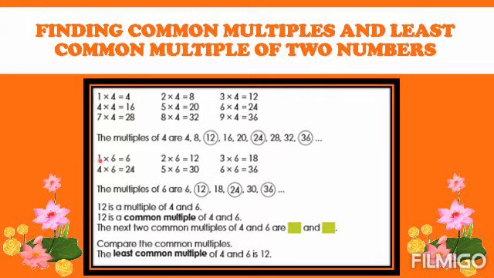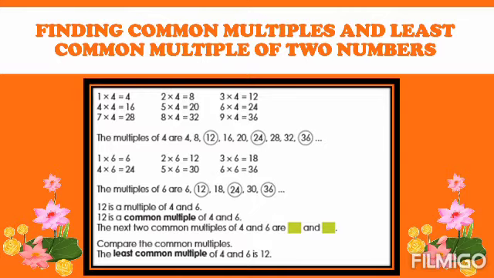So 1 times 6 equals 6, 2 times 6 equals 12, 3 times 6 equals 18. 4 times 6 equals 24, 5 times 6 equals 30, and 6 times 6 equals 36. So we can also skip count like this: 6, 12, 18, 24, 30, 36. And the multiples of 6 are 6, 12, 18, 24, 30, 36, and so on and so forth.